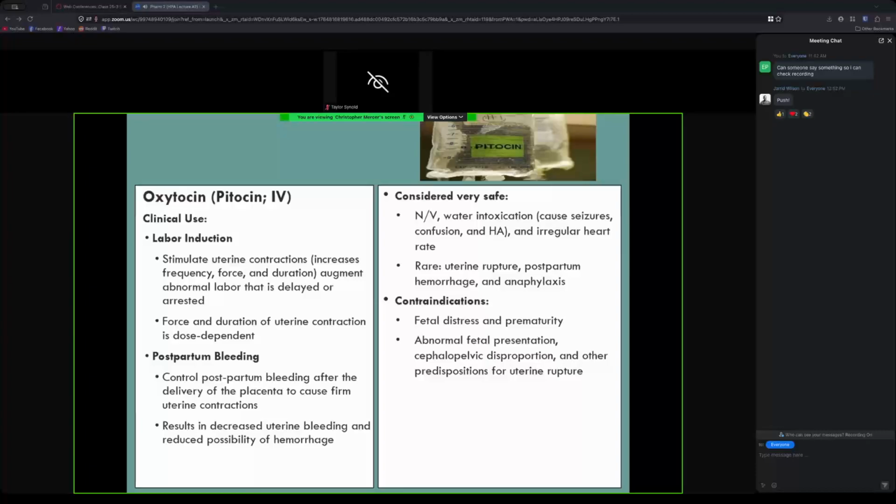The reason that the water intoxication risk exists for oxytocin is because oxytocin and ADH, both those posterior pituitary hormones, are structurally similar. So oxytocin actually has a weak cross reactivity at those V2 receptors in the kidneys. So make sure you're aware of the contraindications for oxytocin and its utilization.